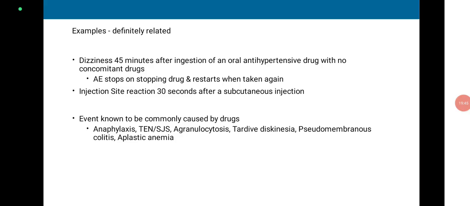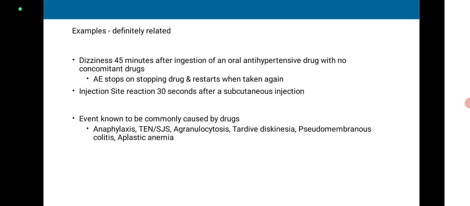Now we will see some examples of different types of ADRs. Definitely related ADRs examples include dizziness 45 minutes after ingestion of an oral antihypertensive drug with no concomitant drugs. Adverse event stops on stopping the drug and restarts when taken again. Injection site reaction 30 seconds after a subcutaneous injection of the drug.